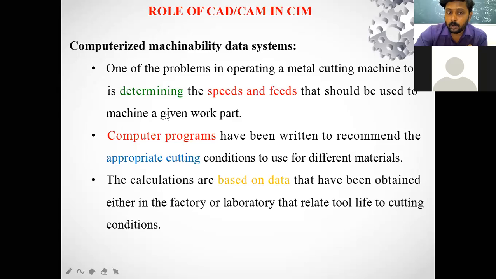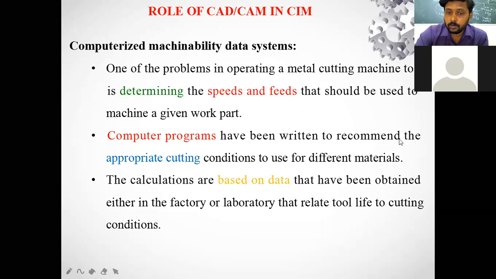Now, what is the importance of this? Because of this, we can plan, or we can make it optimum, so that in minimum time maximum products could be produced. That is why it is very important to calculate the speeds and feeds and everything.